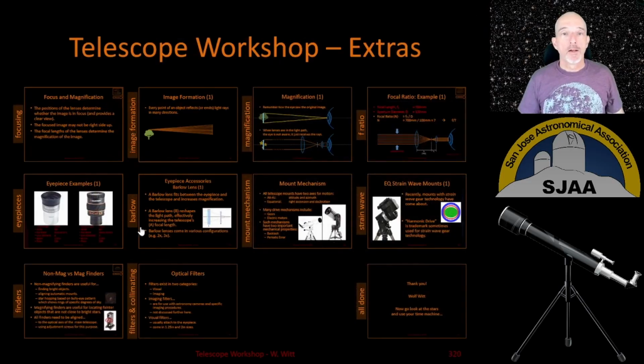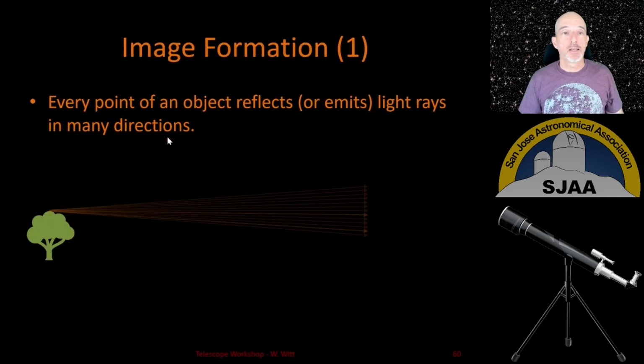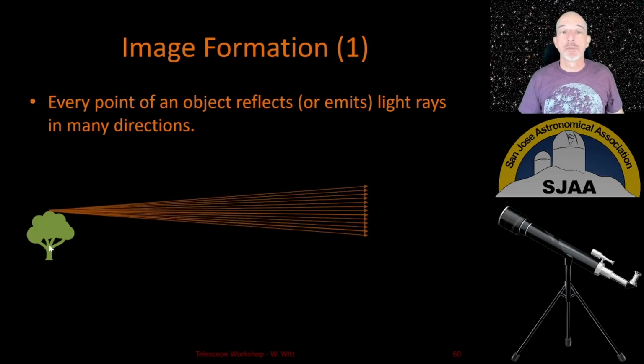Okay, with that we can move on to image formation. So let's go ahead and talk about that. So here is a sample object off in the distance, and I've chosen the tree. And that tree, of course, will be reflecting, or perhaps emitting, if it was some actively glowing thing, right? It will be reflecting or emitting light in many directions. There will be light going off to the left and to the top and straight at you.